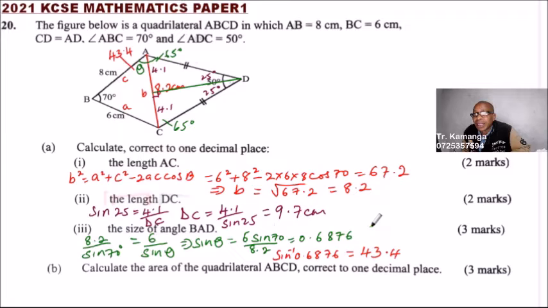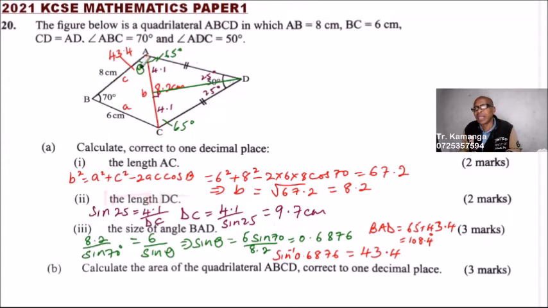BAD is equal to 65 plus 43.4, and that is plus 65, that is giving me 108.4 degrees. So that is 108.4. I hope that is clear. So that's how you get angle BAD, the whole of this angle.